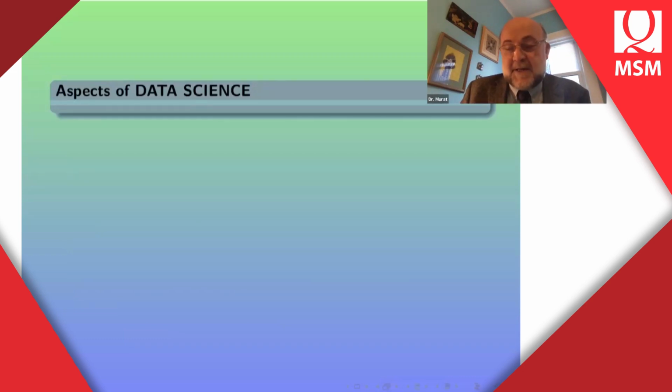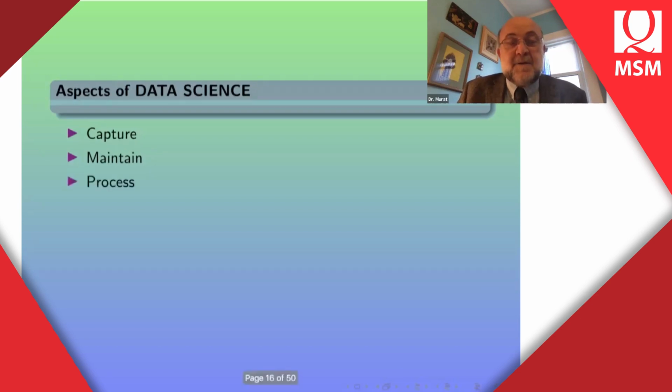Firstly, data science starts by capturing data. Of course, the question is how do we capture data? It comes from various sources, and the nature of data becomes important. Then once you have data, we need to know how to maintain data in various forms, then you need to process it. That's another important aspect of data science.